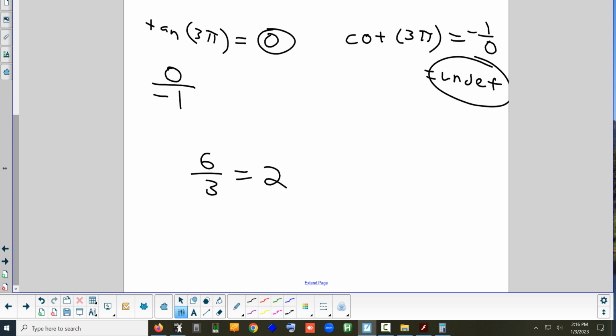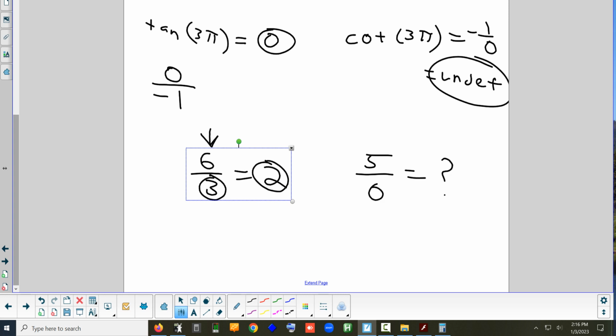Does everybody agree that is correct, what I just wrote on the board? 100%. The way you check it is you take this number times that number, and you need to get that. Is 3 times 2 6? Yes. So let's take 5 divided by 0, and let's say it equals something. We don't know. But to check it, you would take the number on the bottom times the number on the right, and it should give you the number on the top.